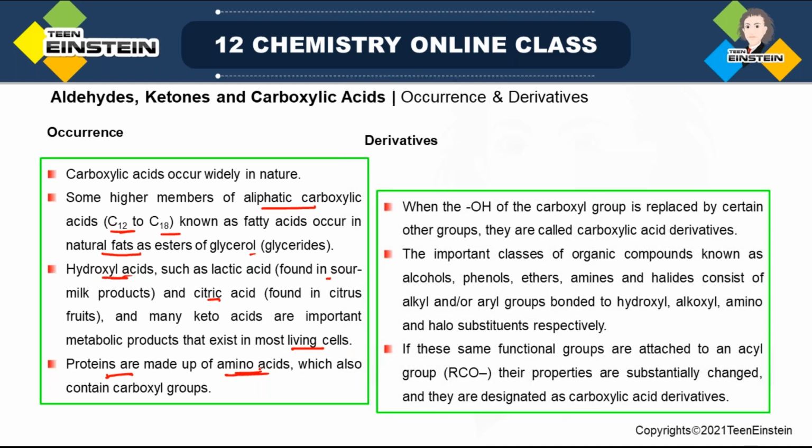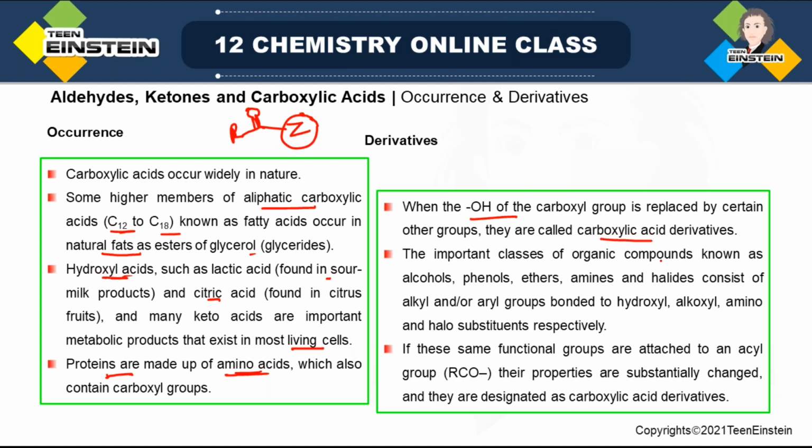Derivatives. Now when we are saying derivative, that means the general structure is RCOOH, but instead of writing OH, if I write Z, this will be called a derivative. So these Z may be different types of groups. When the OH of the carboxyl group is replaced by certain other groups, we call these molecules carboxylic acid derivatives.